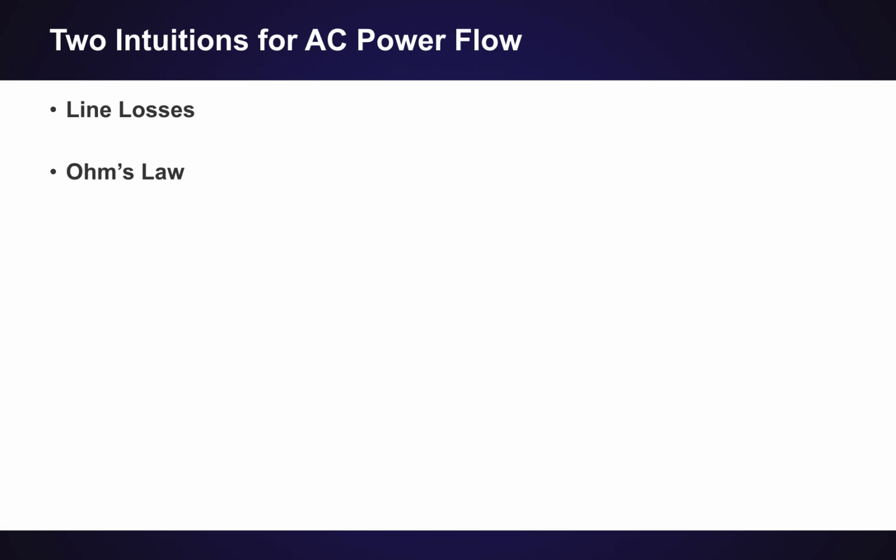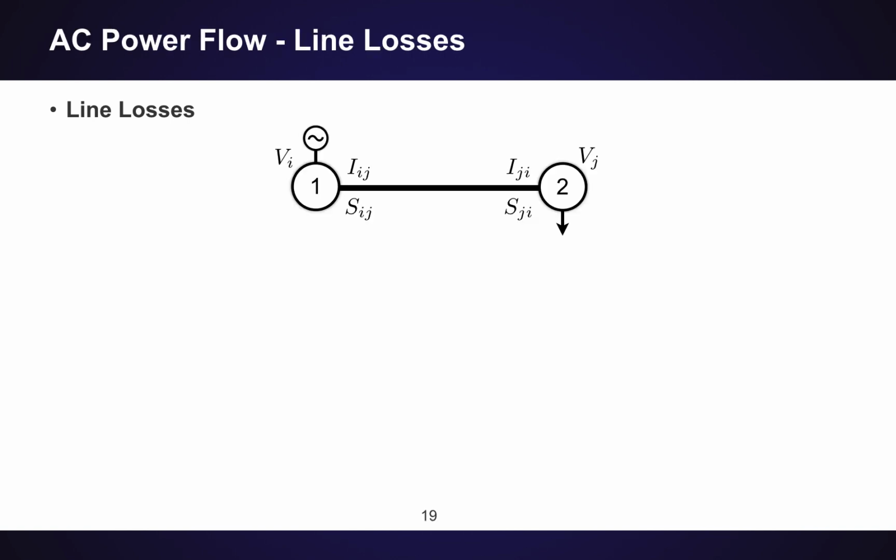And the first one has to do with line losses in the network, and the second one has to do with the implications of Ohm's law for the whole network system. So let's start with line losses.